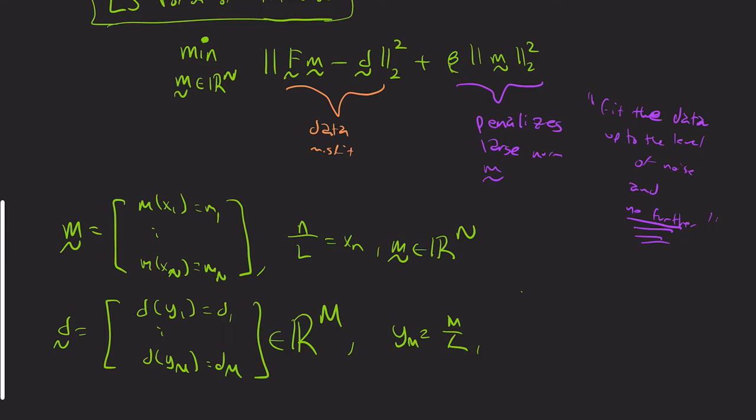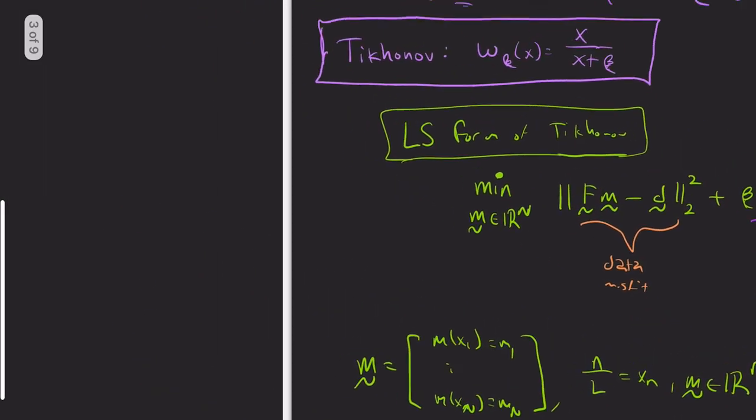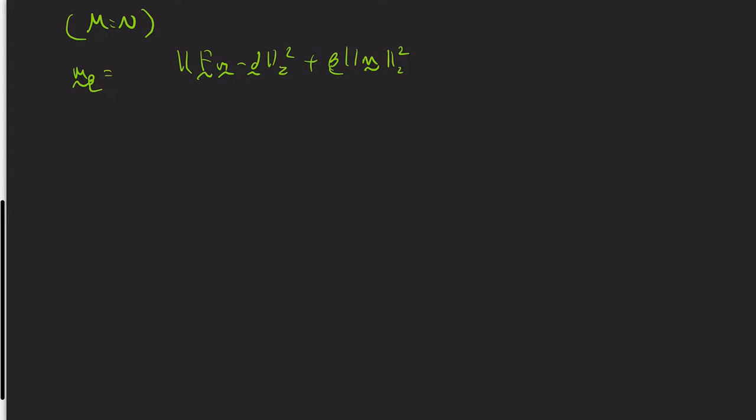And F then must be in R m by n, takes in, yes, m by n. So for this, I'll just present this with m equals n. Plus beta. And I'm going to call m beta the argmin over m in Rn of this problem, because we could choose tons of different beta.